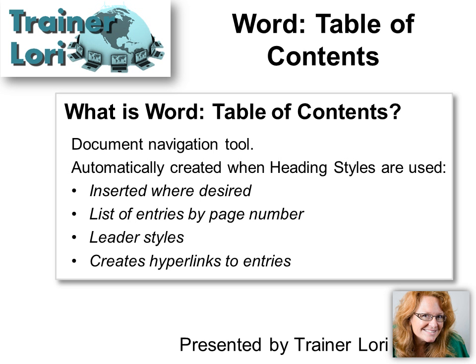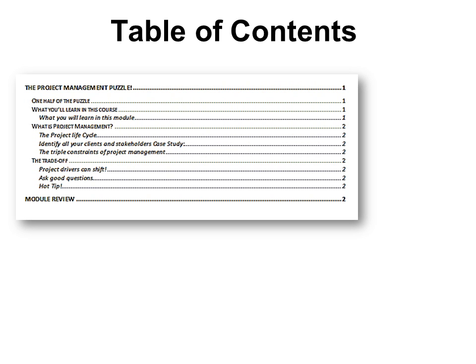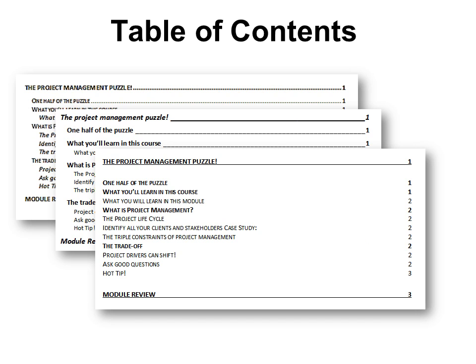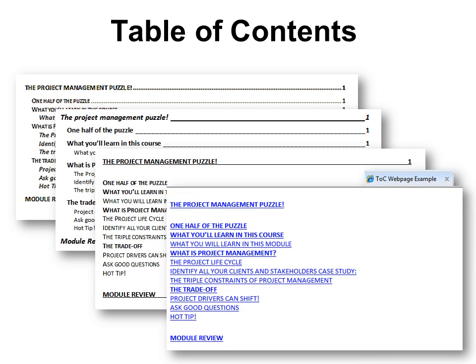So what are Table of Contents in Word? Well, it's a document navigation tool, and it's automatic if you use heading styles. For example, you can insert it where you desire, you can automatically list entries by page number, and it creates hyperlinks to the entries. Let me show you some examples. Instantly created. Just a little bit different look. More formal. And look at this, even for the internet, if you want to create a web page.